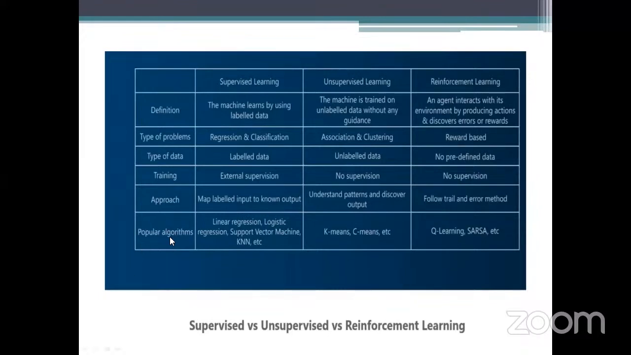And popular algorithms. What are the algorithms we use under these three categories? First, for supervised learning: linear regression, logistic regression, support vector machine, K nearest neighbor. And nowadays there are many new algorithms, but basically we use all these. For unsupervised learning, K means, C means. And for reinforcement learning, Q learning, SARSA. So we use these popular algorithms for these three methods.